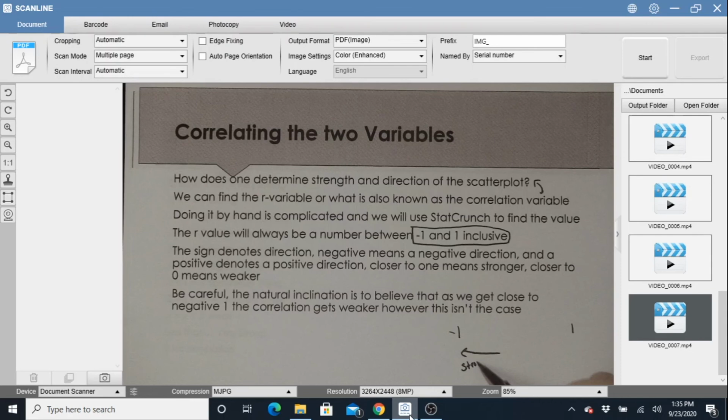And that's the thing you have to program your mind with. Most people think, well, as you get to -1, it's getting weaker. But no, it's not. As you get closer to either extreme, it's actually getting stronger.